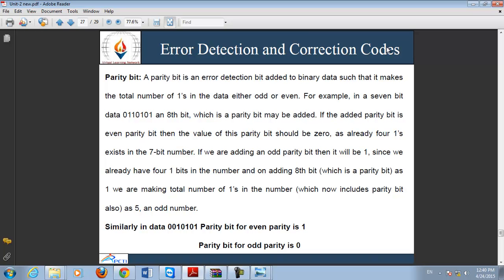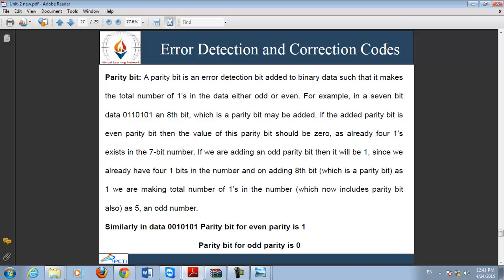Okay, next is error detection and correction code. Now, what is the use of error detection and correction codes? Firstly, whenever you send any data from one place to another, there is a need to check the accuracy of data which the receiver receives. How will the receiver know that the data they receive is correct or incorrect?